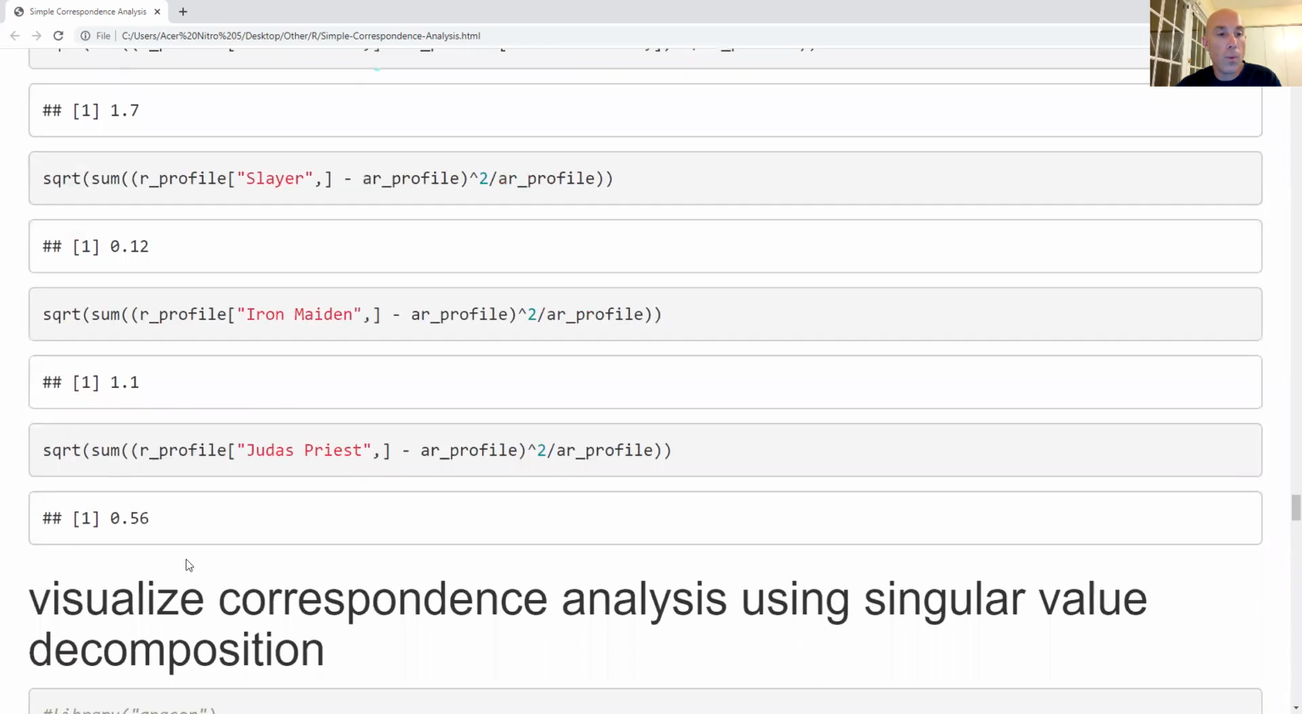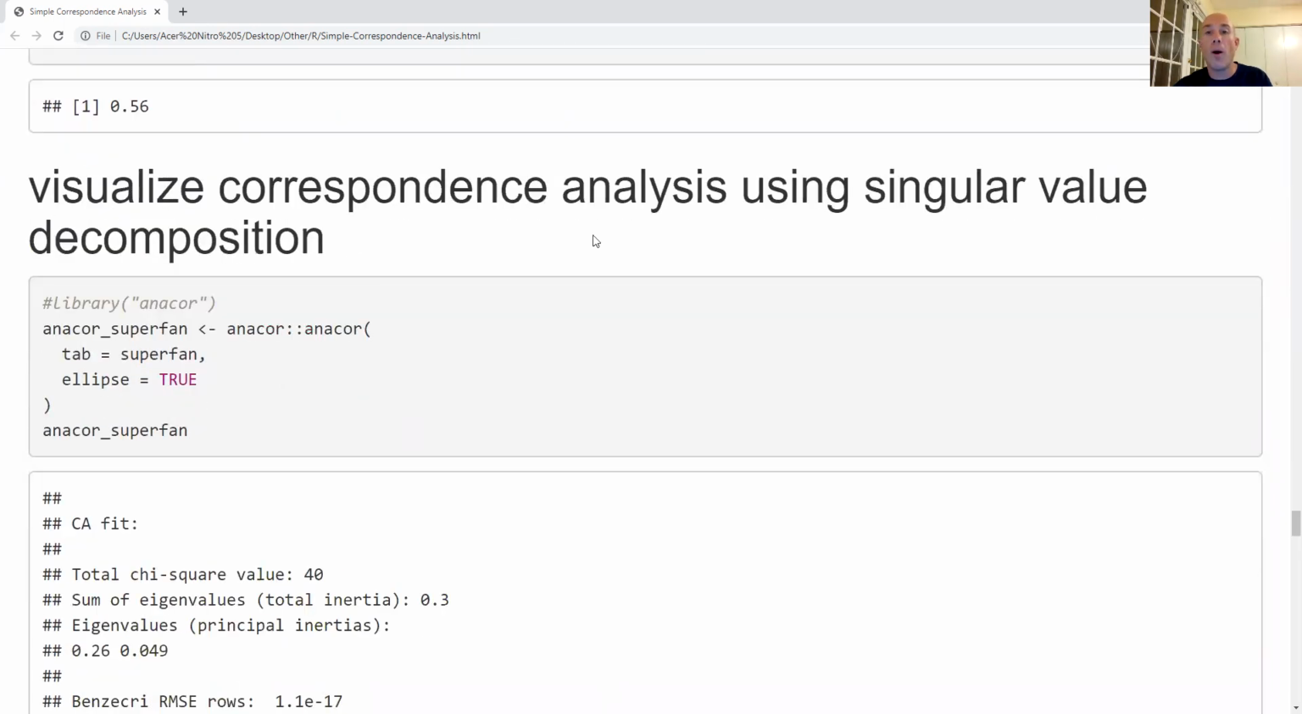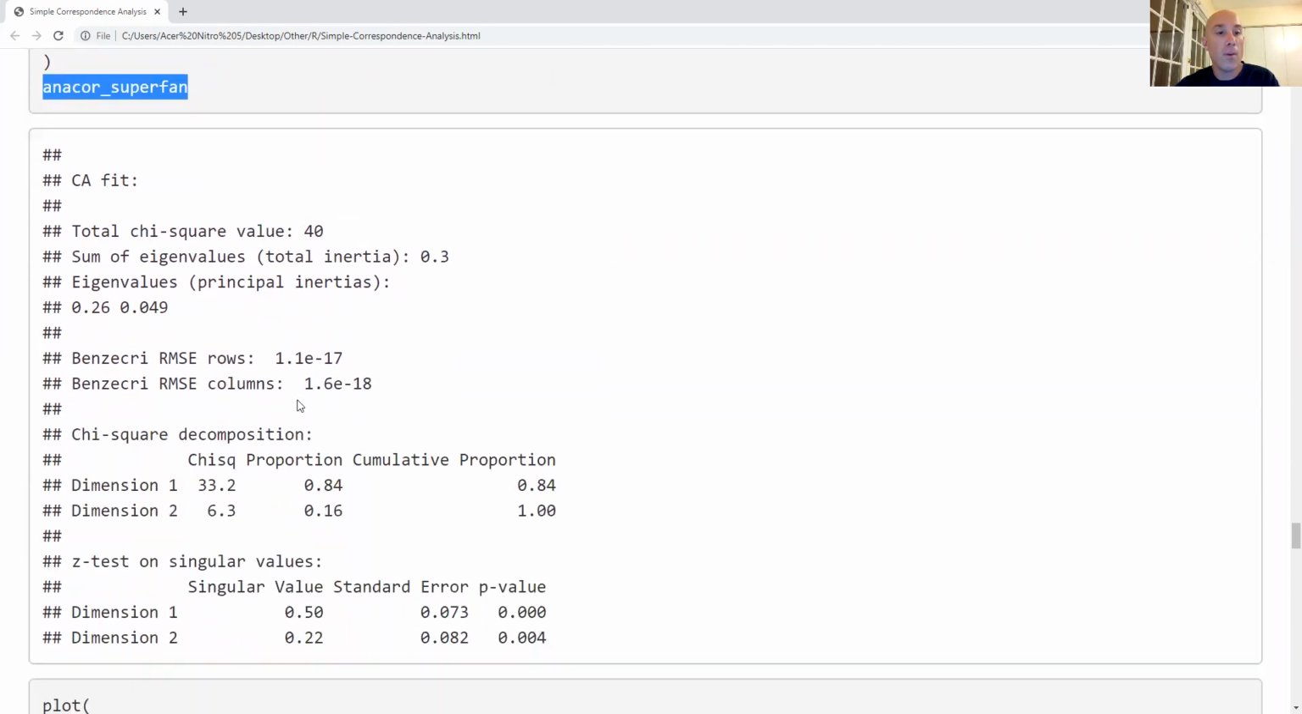Now, where was I? Okay, so now let's visualize the correspondence analysis using singular value decomposition. All right, so I want to do analysis of correspondence with the Anacor package. My table is superfan, and I want ellipses. All right, so now let's go ahead and take a look at the results. If I run this, remember, I had 40 as my chi-squared test statistic before. The sum of the eigenvalues, which is called the total inertia, is 0.3.